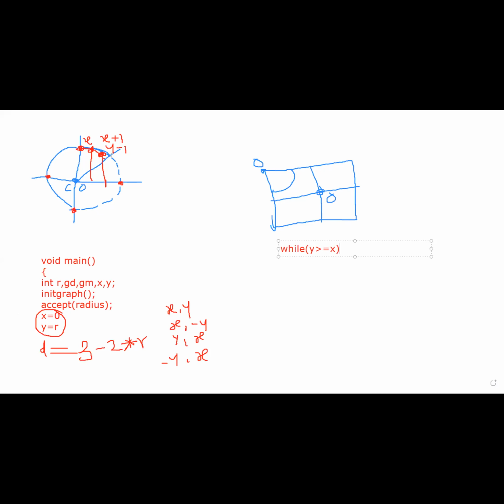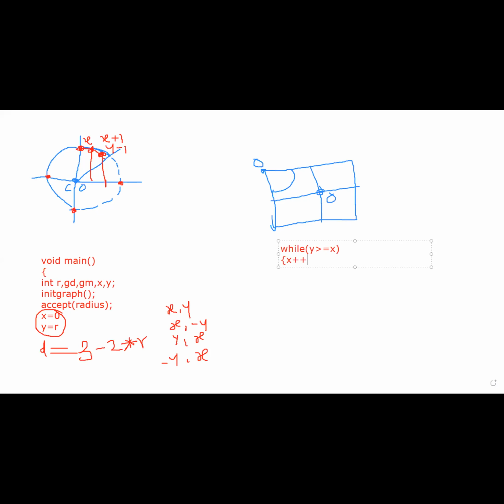So this particular axis. Okay, so we have to draw this much part only. So in the while loop, the condition is given. What do you have to do in the while loop? You have to increment x anyhow. X is going to increment, right?